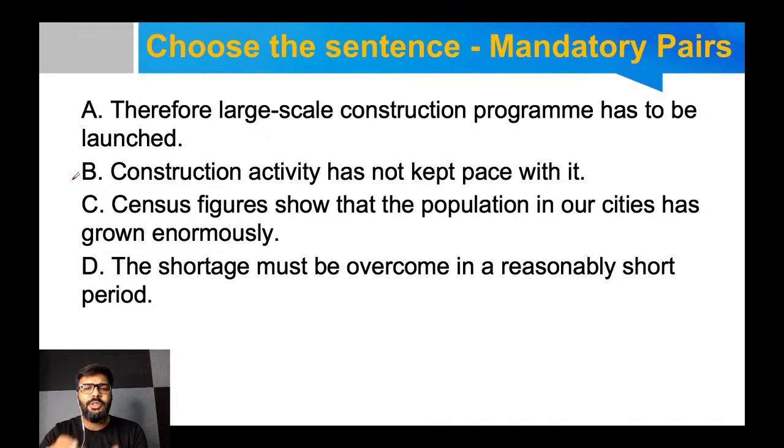Now, in this, you tell me what is a mandatory pair. Census figures show that the population in our cities has grown enormously. Okay, construction activity has not kept pace with it. What? The growth of population, what is this it?